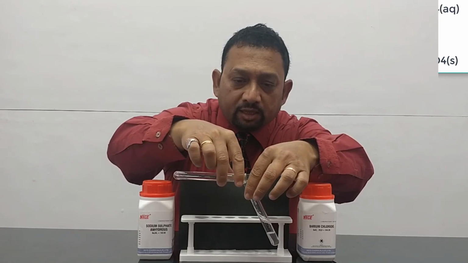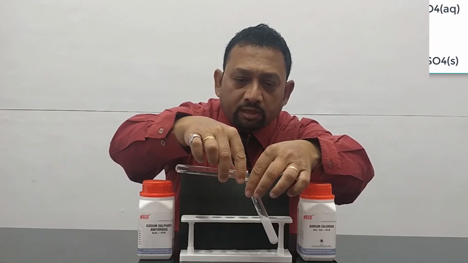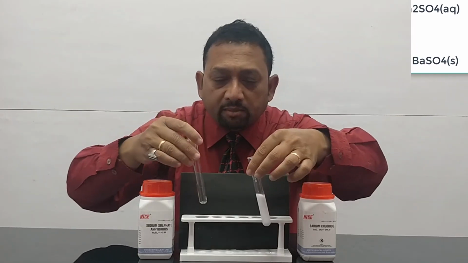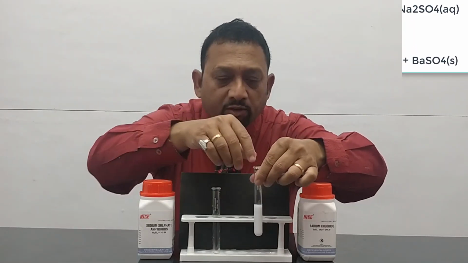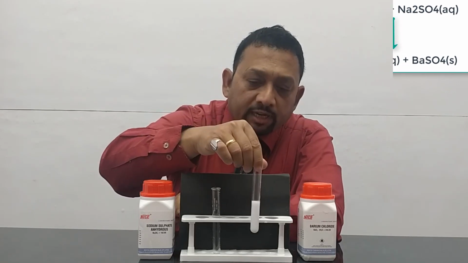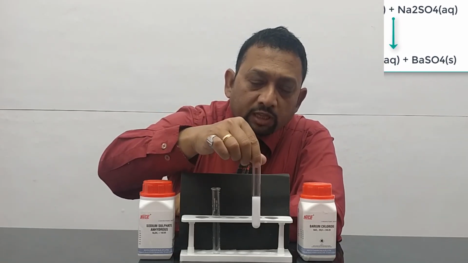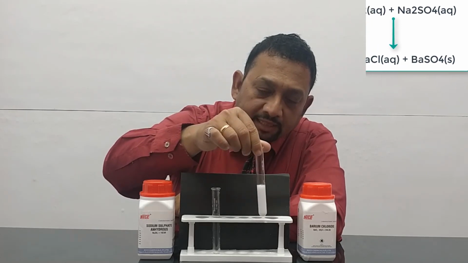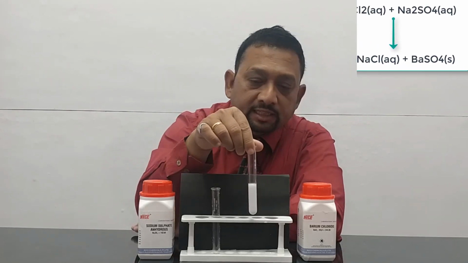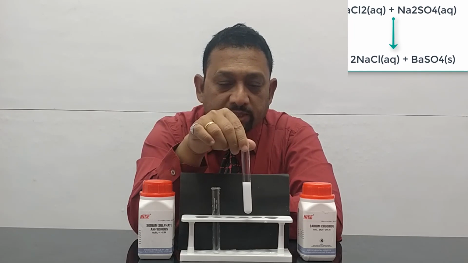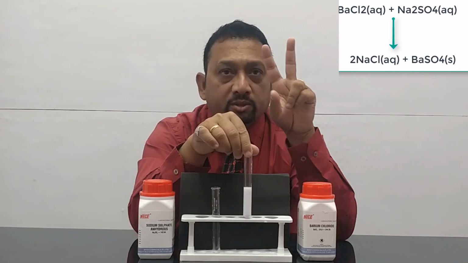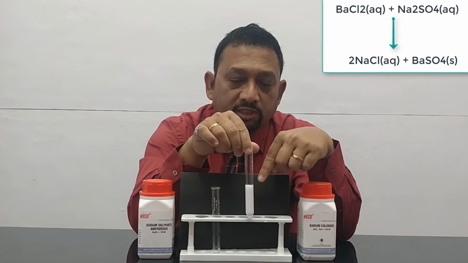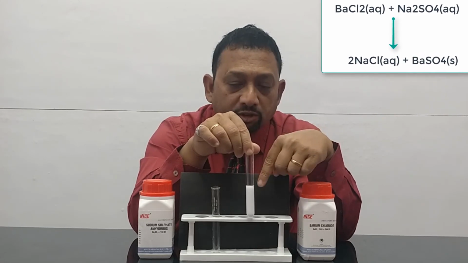Now you'll see a white insoluble precipitate of barium sulphate is going to form, and the barium sulphate will settle down because it's dense at the bottom, and the sodium chloride solution will remain on top. Now we'll just leave this for a few minutes and then we'll see the effect, but you can clearly see that there's a white solid precipitate which is formed inside.